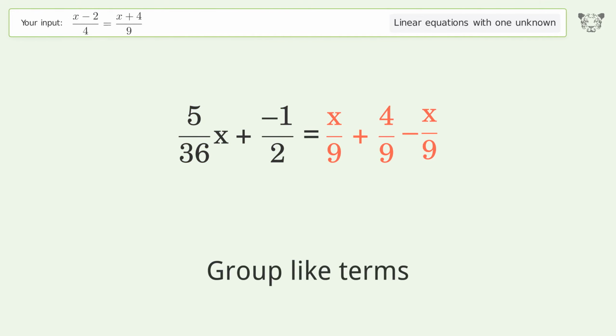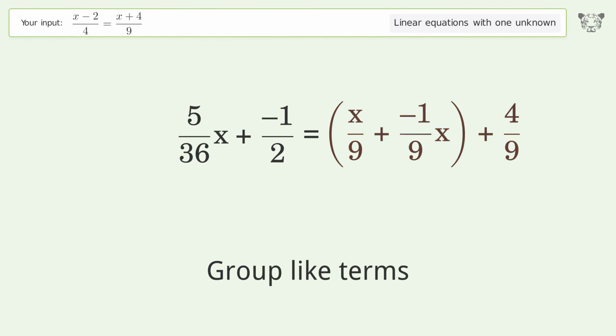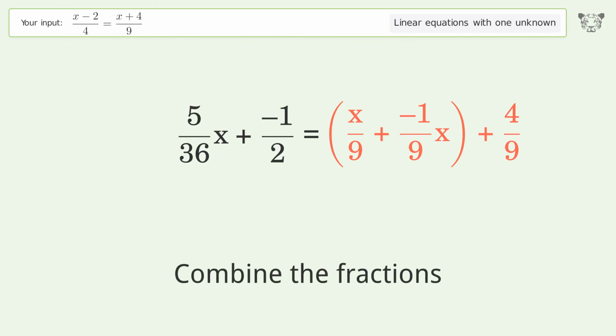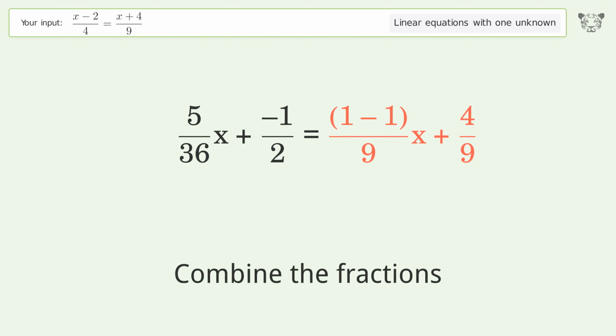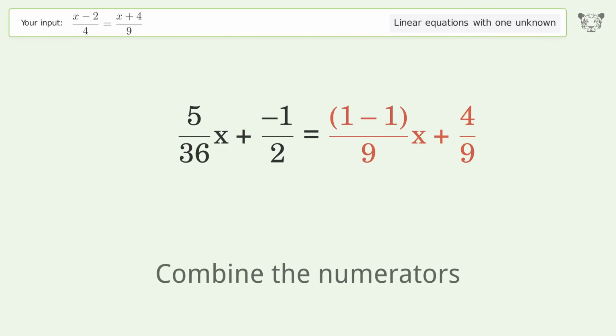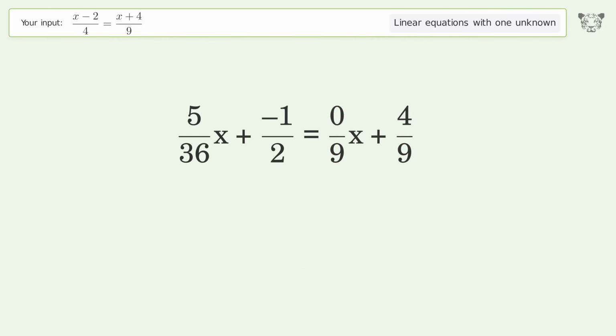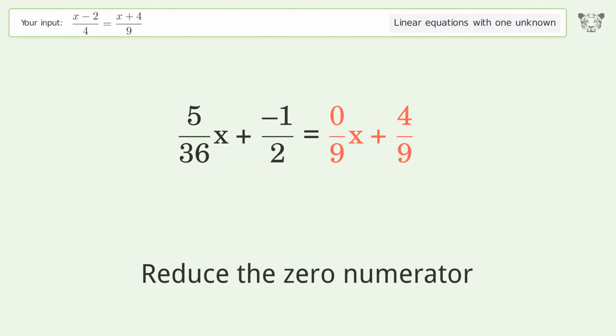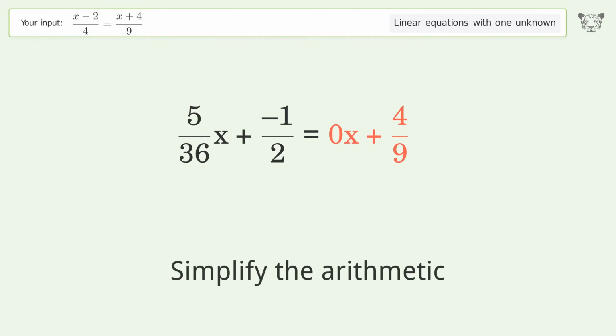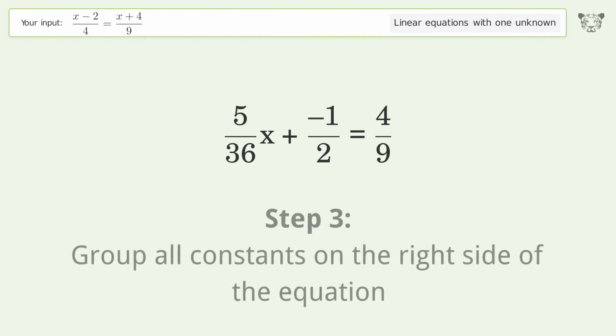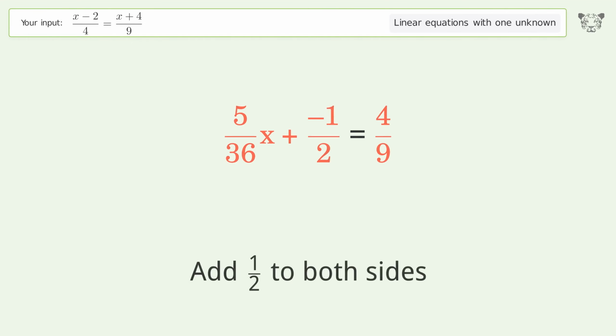Group like terms. Combine the fractions. Combine the numerators. Reduce the zero numerator. Simplify the arithmetic. Group all constants on the right side of the equation. Add 1/2 to both sides.